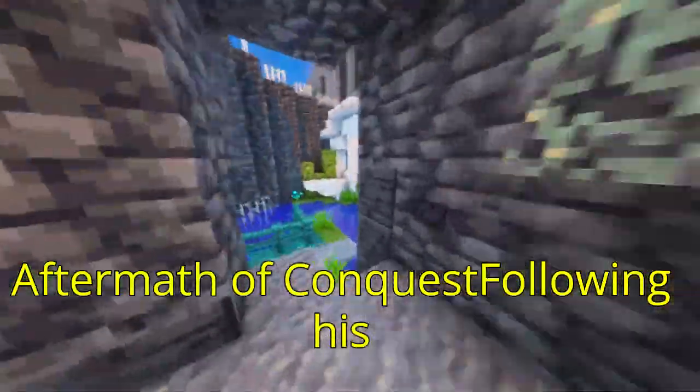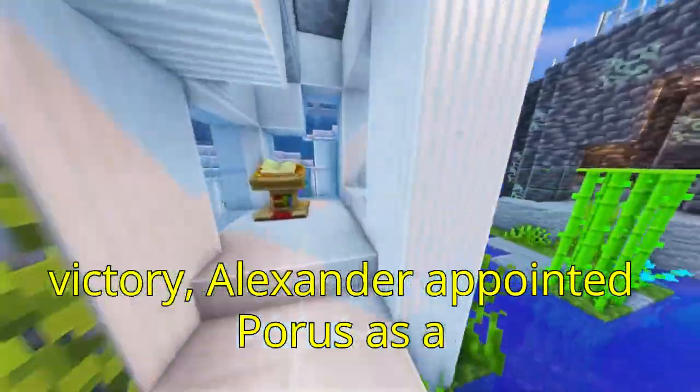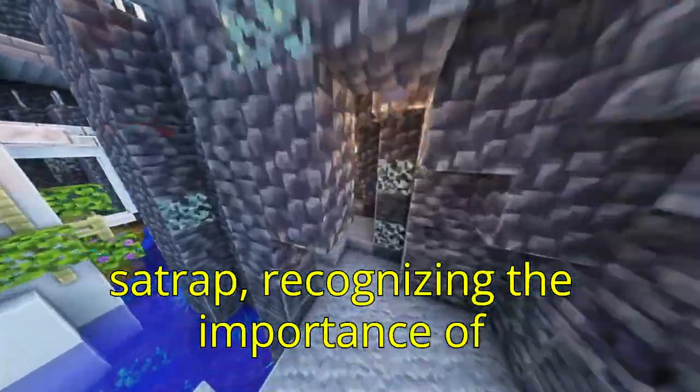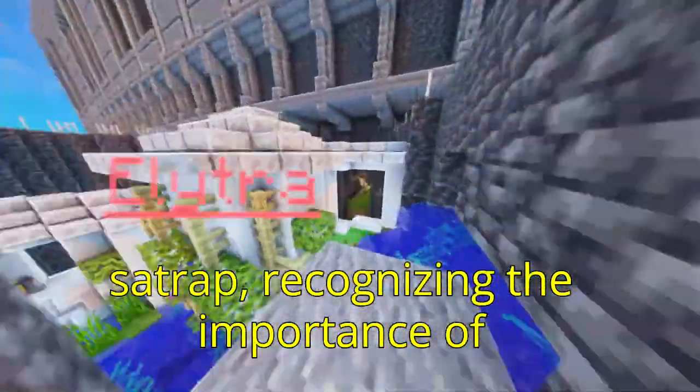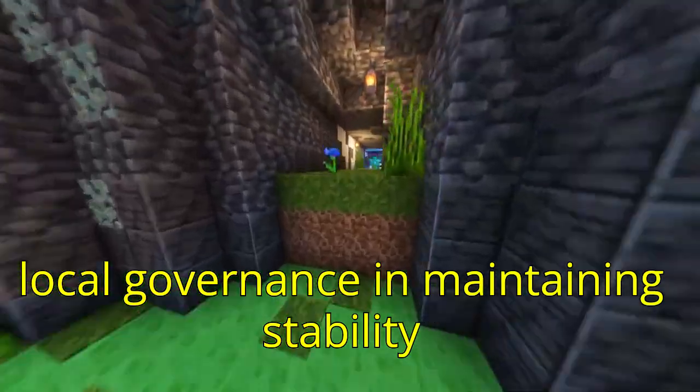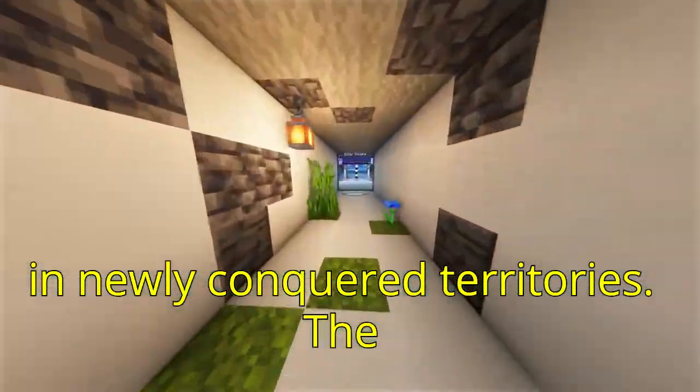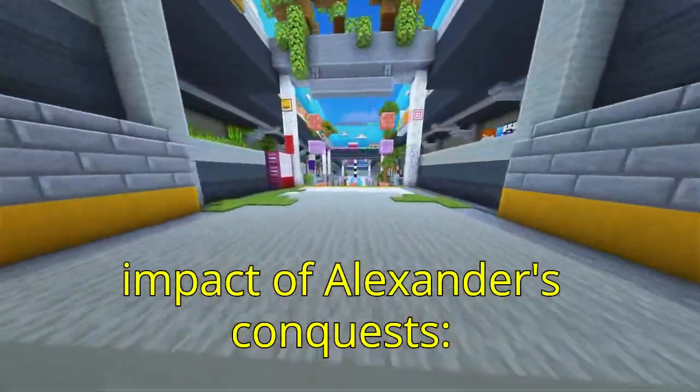Aftermath of conquest. Following his victory, Alexander appointed Porus as a satrap, recognizing the importance of local governance in maintaining stability in newly conquered territories. The impact of Alexander's conquests.